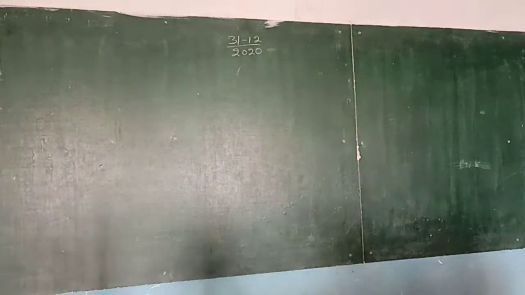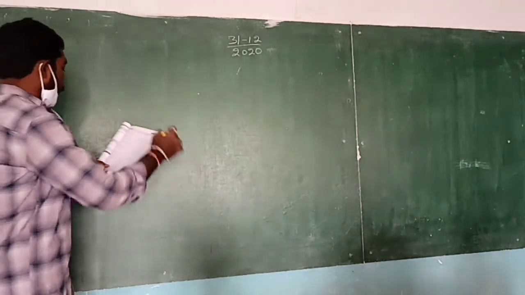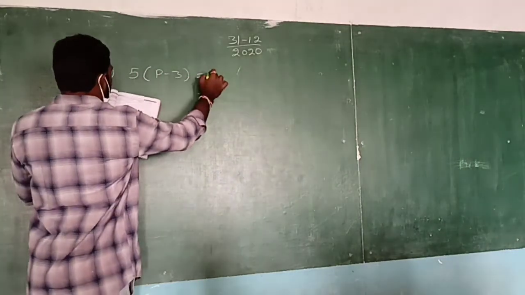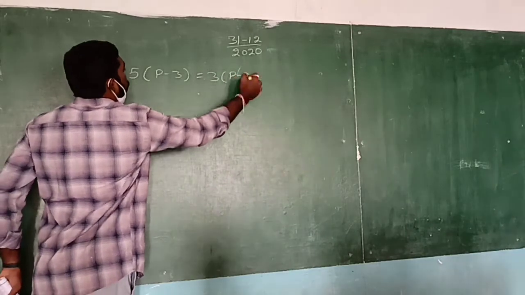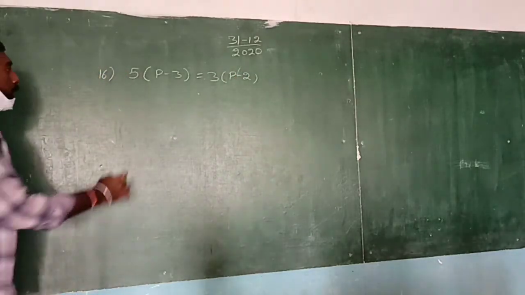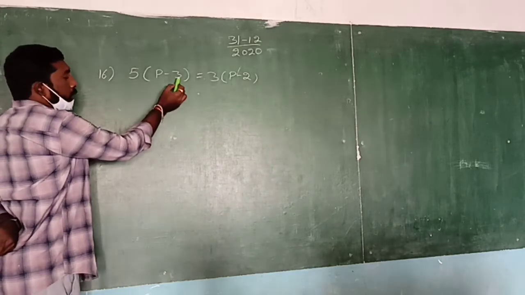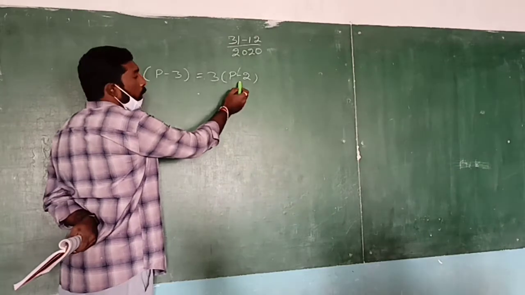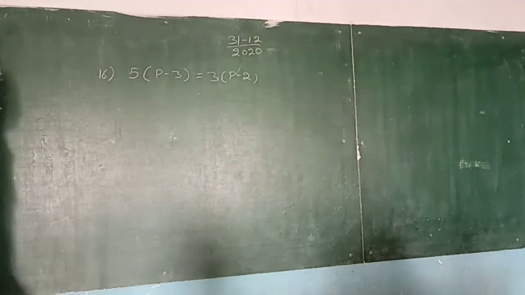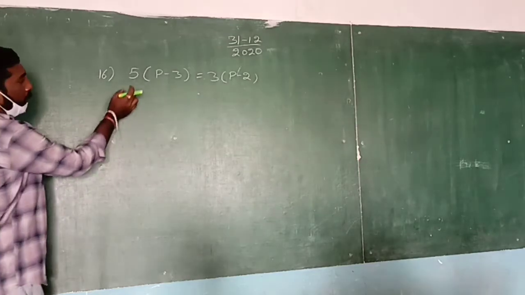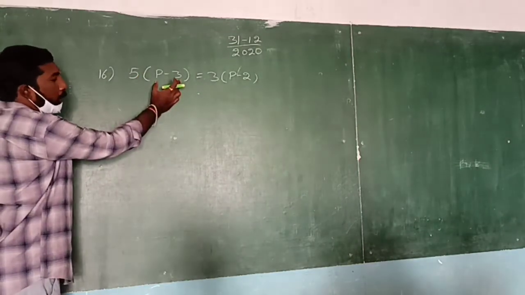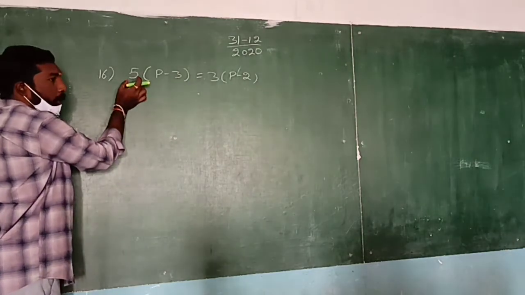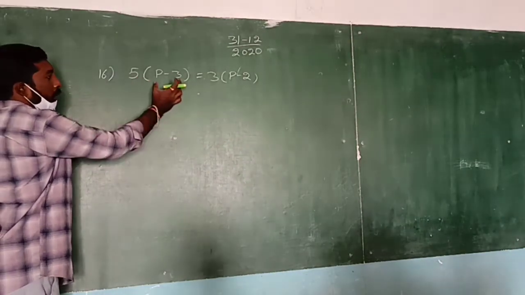Okay, next question: 5 of (p minus 3) is equal to 3 of (p minus 2). Now here 5 and p minus 3 is in brackets, and again here 3 and p minus 2 is in brackets. So what do you have to do now? Multiply this 5 with all the elements in the brackets. They ask you to multiply the 2 elements in the brackets by 5. So that's why they kept these 2 elements in brackets.